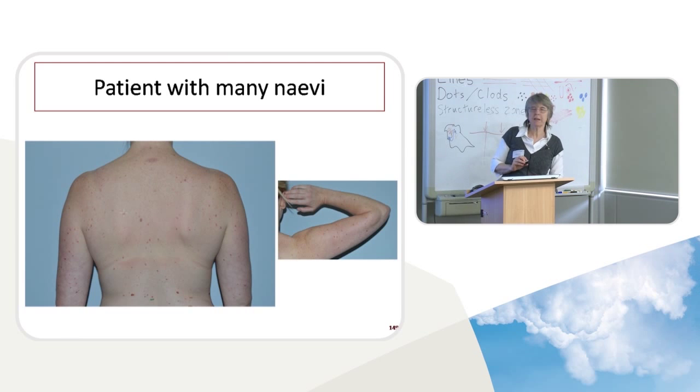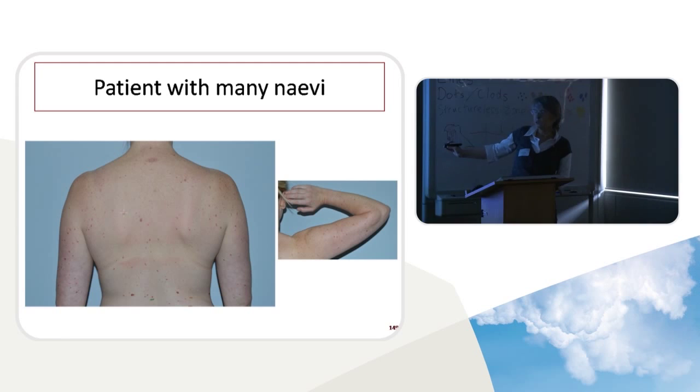So the patient with many nevi tends to have one, two, or three types of nevi. So they might have all brown, or they might have some brown, some pink. And it is said that you can tell the number of nevi best by looking at the upper arm. And moley people tend to be moley on the upper arm.